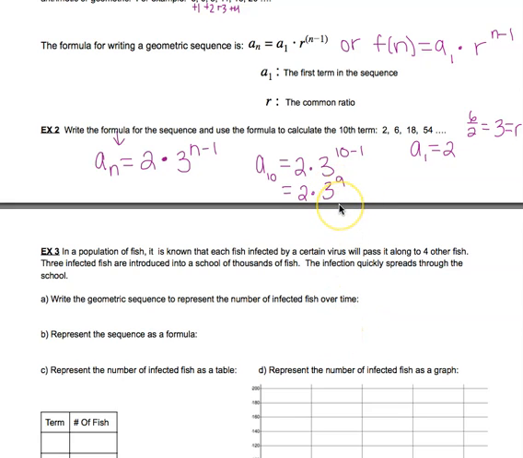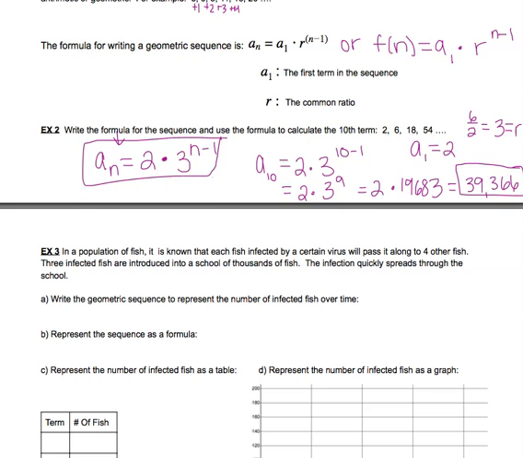Then we do exponents. So our next step would be to do 3 to the 9th power, which is 19683. And then finally, we would multiply by the 2. So those PEMDAS are very important. We end up with 39,366 for the 10th term there. So this is our formula. There's our 10th term.